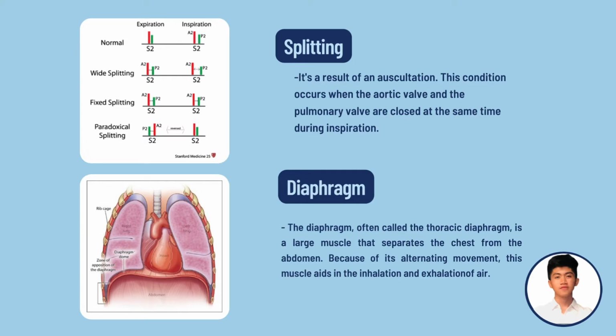Diaphragm. The diaphragm, often called the thoracic diaphragm, is a large muscle that separates the chest from the abdomen. Because of its alternating movement, this muscle aids in the inhalation and exhalation of air. Another possible meaning for diaphragm is one of the parts of a stethoscope, which is used to detect high-frequency sound.